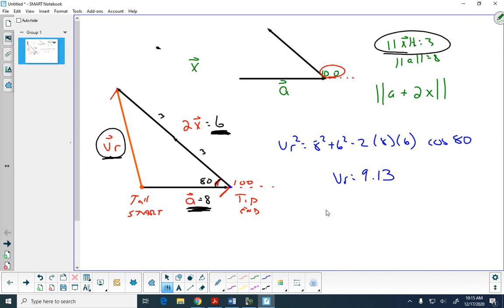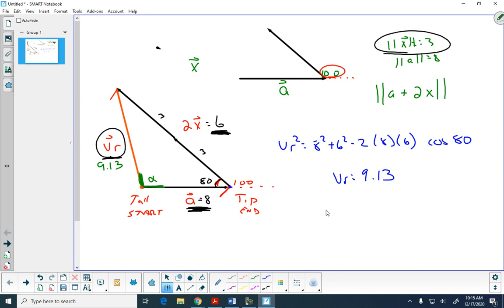The other question I ask you is, what is the angle formed between vector A and the resultant vector? So this is the angle alpha we're trying to find. What I would typically do is you can use your law of cosines if you want, but the law of sines would also work here. Law of cosines would be guaranteed.